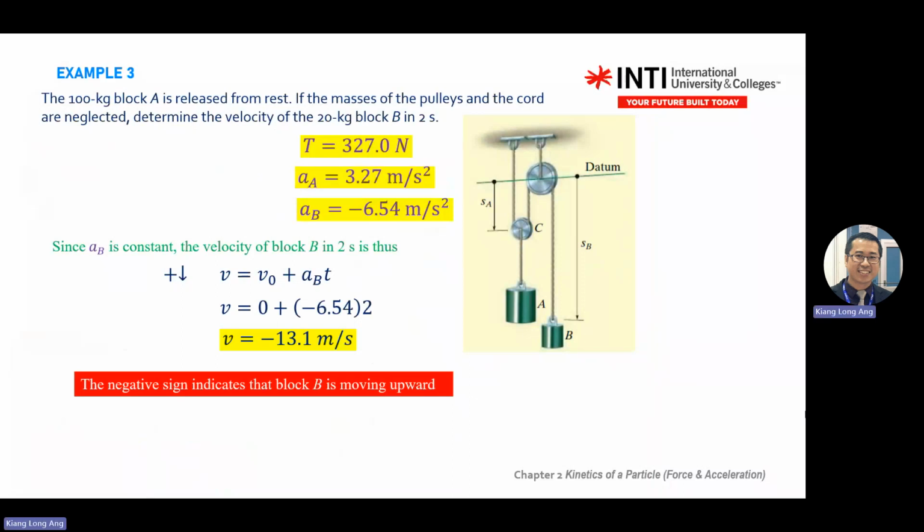If you get positive, it means it goes down. It doesn't agree with the normal. Then something is wrong with your positive negative sign. The magnitude may be correct, but the positive or negative might be wrong. Sometimes the question will ask you, what is the motion at the end? So you need to mention, like in this case you get negative, you need to mention block B will move upwards.